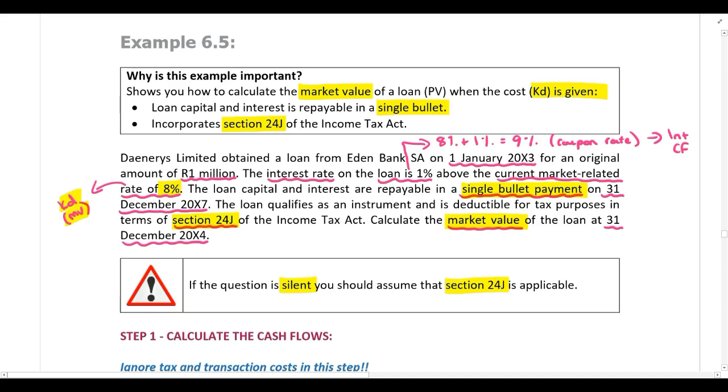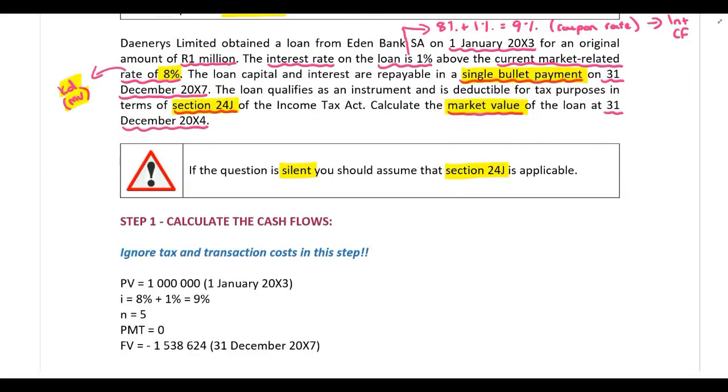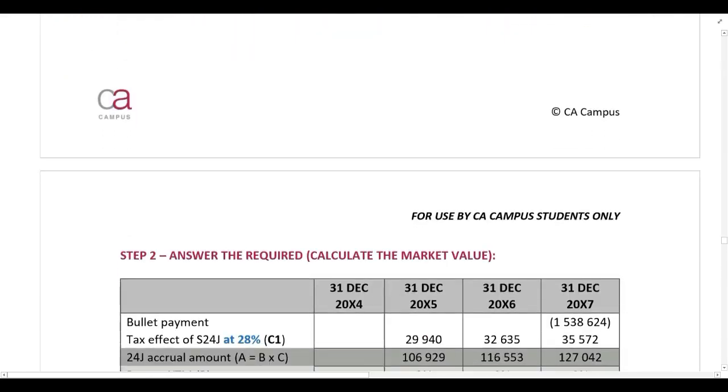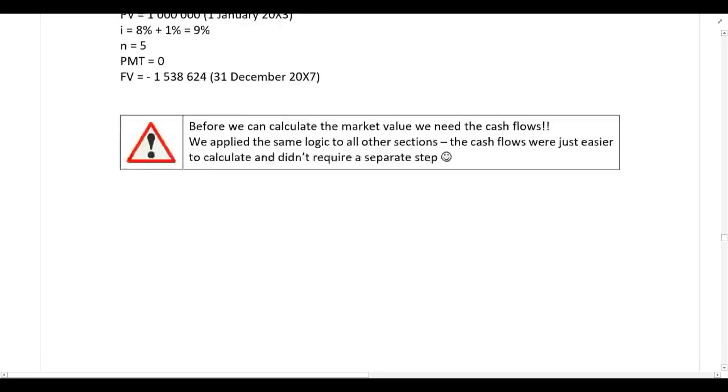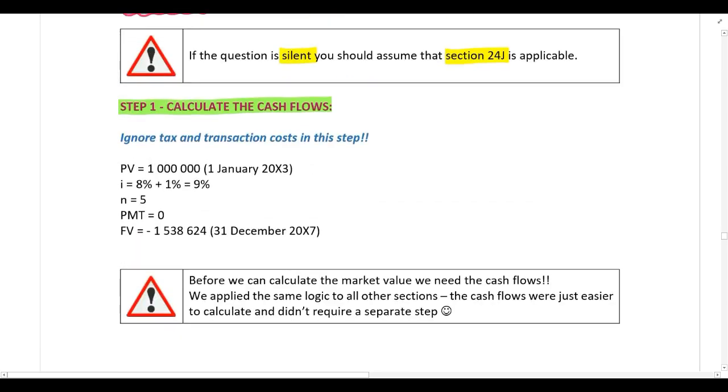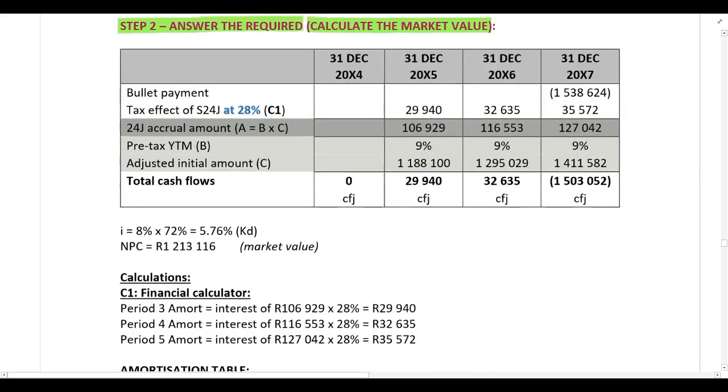All right. Now, guys, when you are dealing with a loan, I want you to break your calculation down into two steps. In step 1, we are going to calculate our cash flows, and then in step 2, we are going to actually answer the required by calculating the market value. Now, why am I breaking this calculation down into two steps? Why do you first need to calculate your cash flows before actually answering the required and calculating the market value?